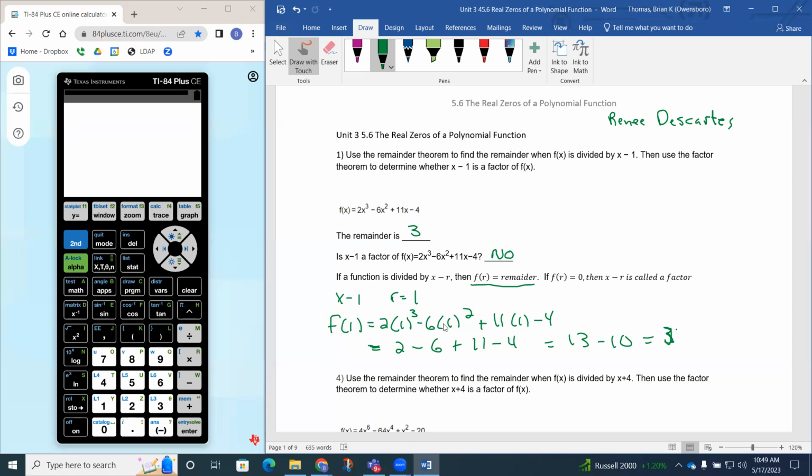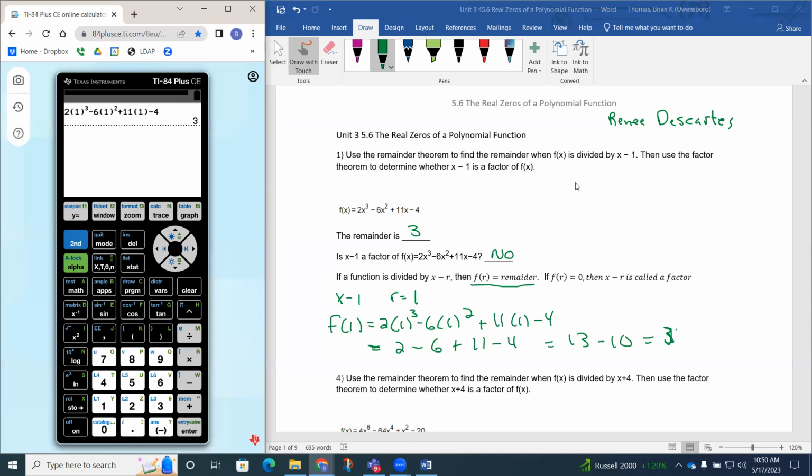If I want to double check myself, I could type in 2 in parentheses, 1 close parenthesis, up arrow 3, come down, and then minus 6 in parentheses, 1 close parenthesis squared, plus 11 times 1 minus 4. And we should get 3. So we do. So it does check out there. So that's how we would apply the remainder theorem, and the factor theorem allows us to input 1 into the function, so we don't have to worry about using long division.